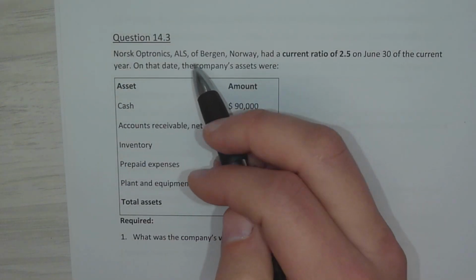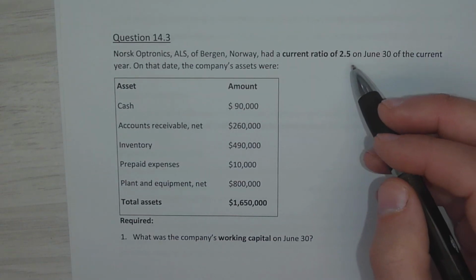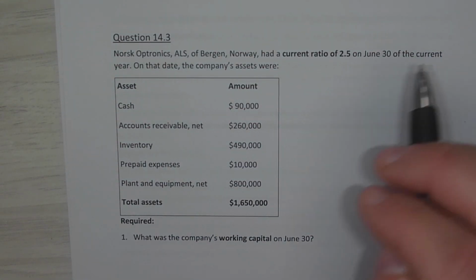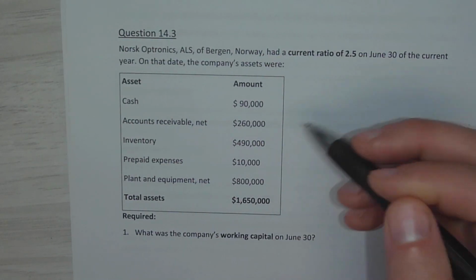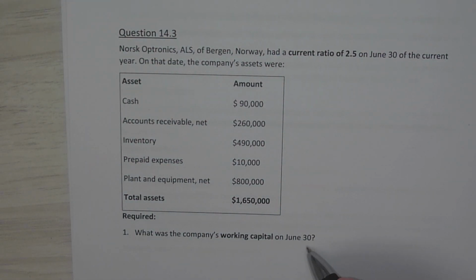Norsk Optometrics ALS of Bergen, Norway had a current ratio of 2.5 on June 30th of the current year. On that date, the company's assets were listed here. What was the company's working capital on June 30th?